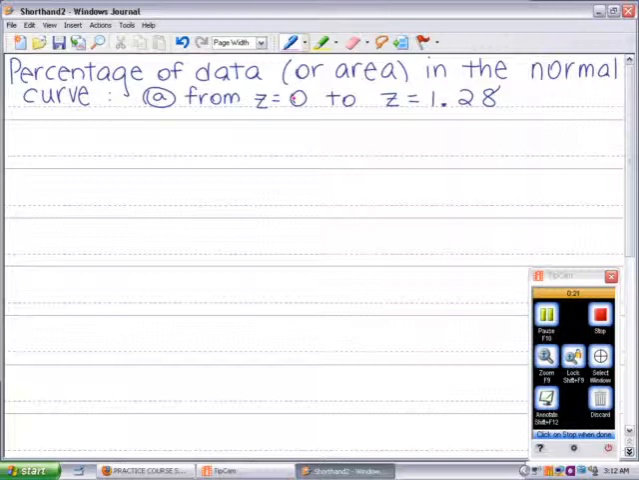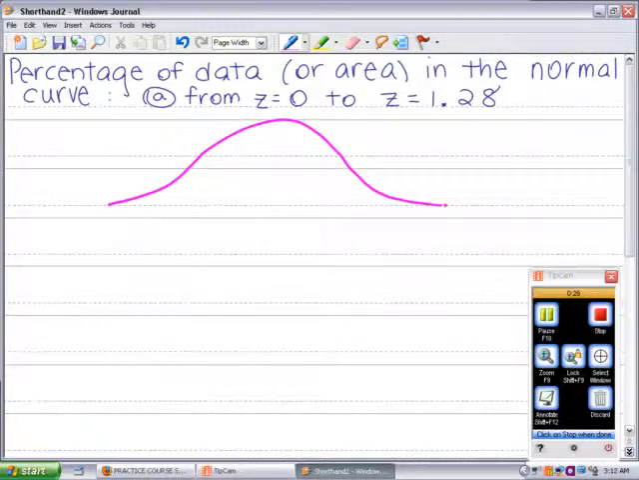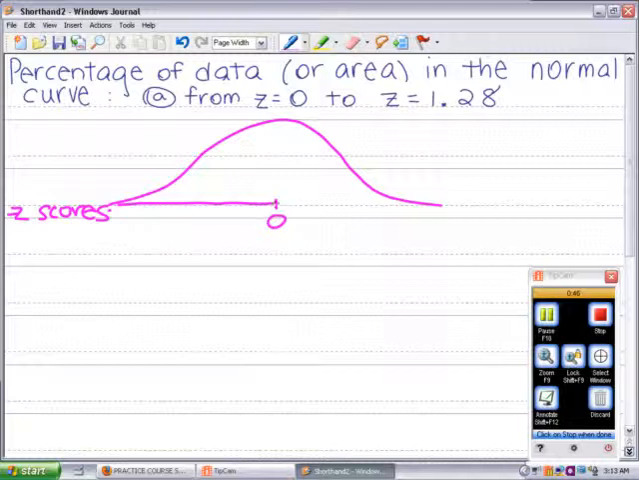And I want to use another color. So let's draw our normal curve. There we go. And here on this line we're going to have our z-scores. Okay. Right in the middle, in the center, we have z equals 0. I'll just draw this line like this. And to the left we have negative numbers, and to the right we have positive numbers. And here we want to know from z equals 0 to z equals 1.28.